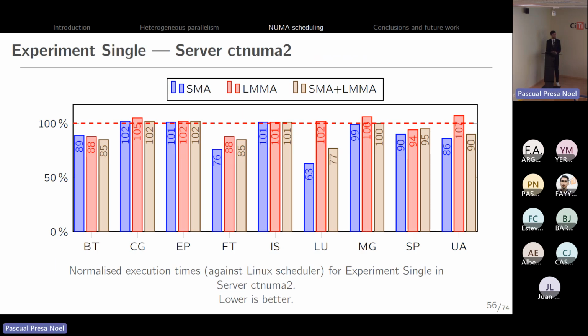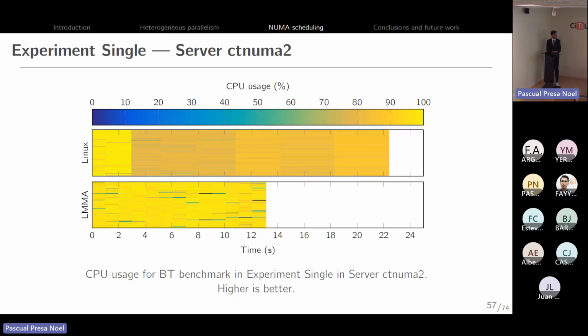In server CiTIUS 2, we have similar results, improving up to 37% the execution times. In this trace, we can see an example in which our algorithms managed to achieve a higher CPU usage, so execution times are reduced as well.